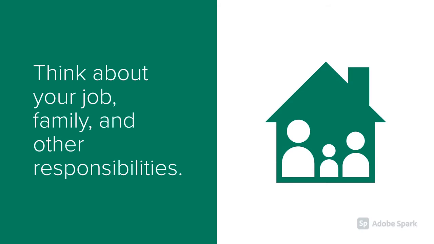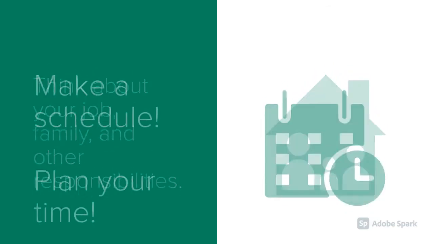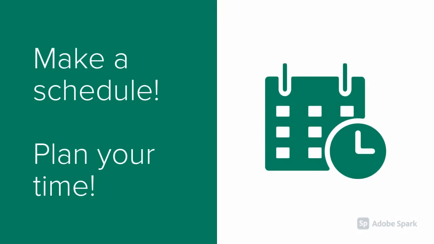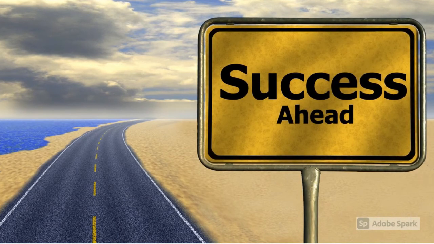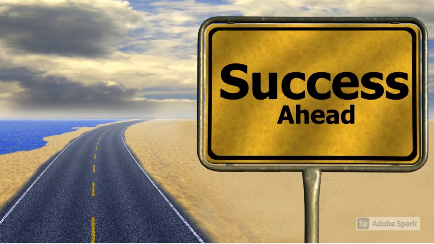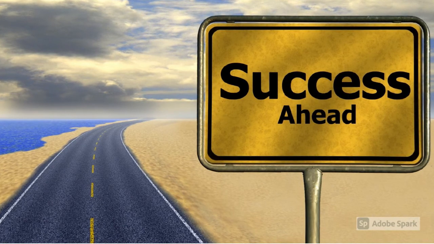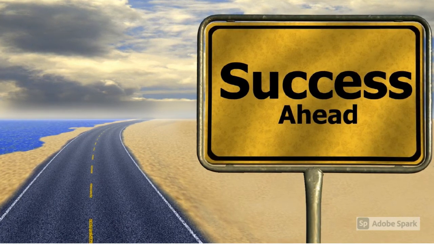When you're ready to choose your classes, first, you need to think about your job, family, and other responsibilities. You need to think about how much time you have available for school. Then make a schedule. Plan your time. Use this information to look for classes. And remember, look at the number of units. If you look at the number of units and make a plan for your schedule, you can be successful in your classes in college.